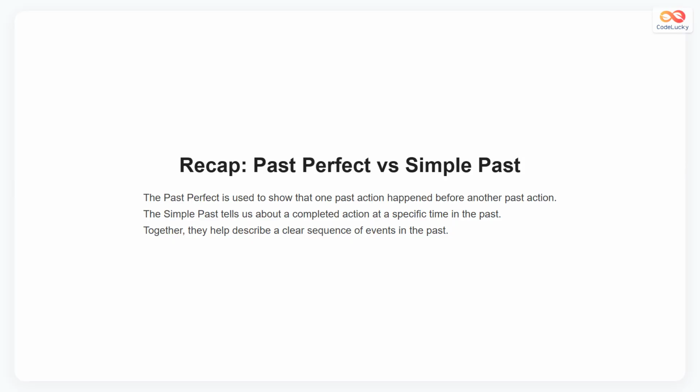Past perfect shows one past action happened before another past action. Simple past tells us about a completed action at a specific past time. Using these two tenses together helps describe a clear sequence of events in the past and improves storytelling clarity.